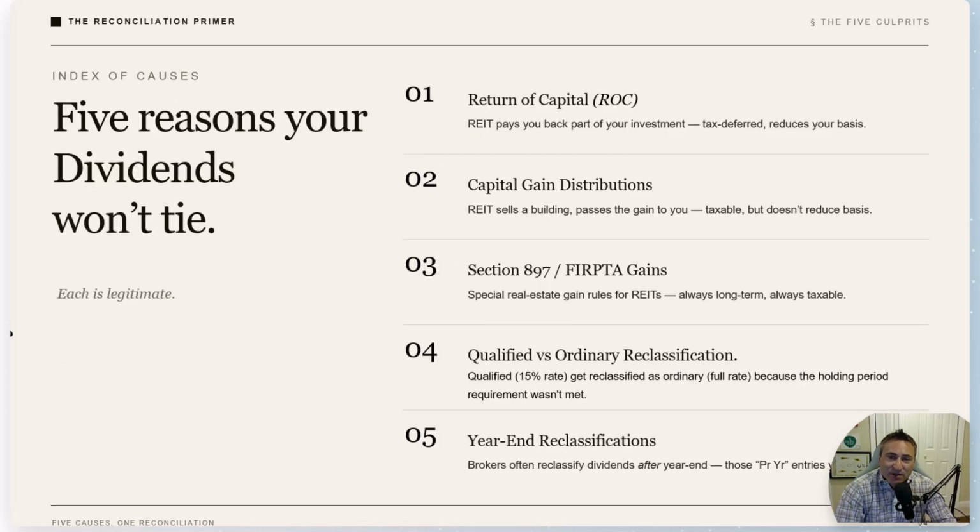Now there are 5 reasons why your dividends won't tie. And again, there's even more, because there are exceptions to these and exceptions to those exceptions. But in general, first, return of capital. If a REIT gives you cash, the cash can be one of these 5 different things. Often it's a return of capital, meaning it's paying you back part of your investment. And this is what reduces the basis on the brokerage account, but not in Quicken. Quicken only captured it as a dividend and not the actual return of capital that was necessary.